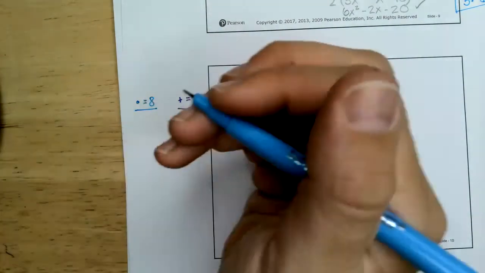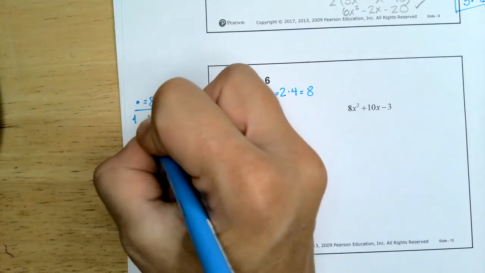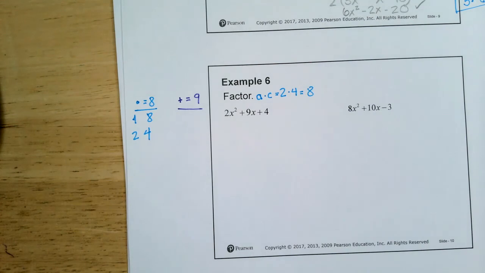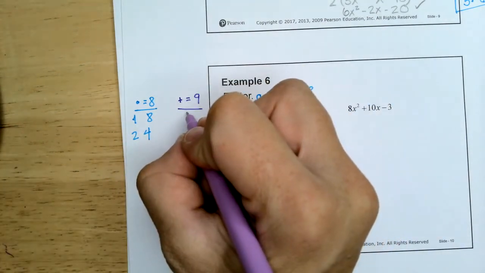Back to positives. All right. So it could be 1 and 8, or it could be 2 and 4. Those are the only ones, right? Which ones add to 9? Well, 1 and 8.